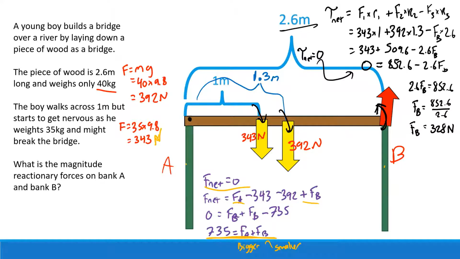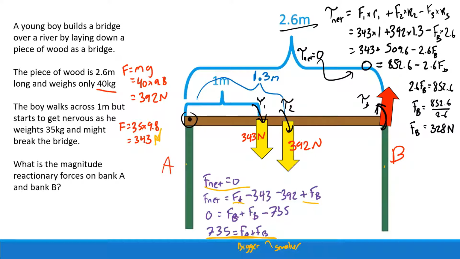But I'm going to go back through what we did here. What we did is we said the net torque has to be 0 because the bridge isn't twisting or falling over. To calculate the net torque with respect to this pivot point, we need to look at all of the torques. I can see one torque here, another torque here, and a third torque here. And these torques need to be balanced.